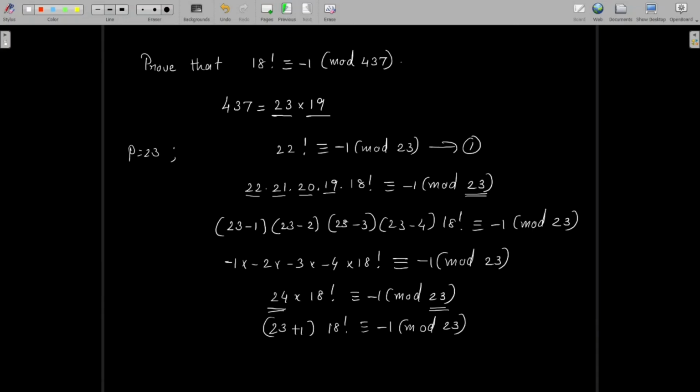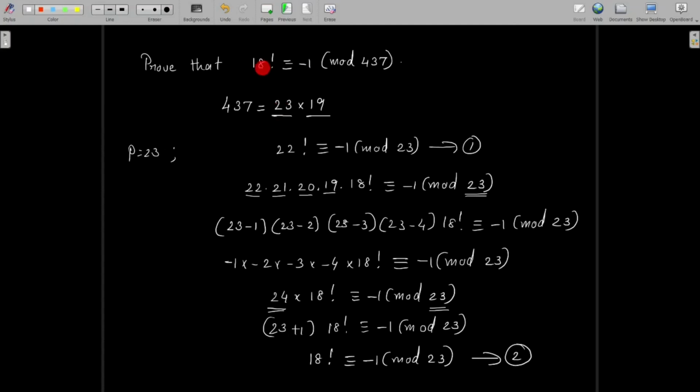So when we remove the bracket, one term is 23 into 18 factorial, it involves 23, so there is no need to write it in the congruence. Another term is 1 into 18 factorial, that is 18 factorial, which is congruent to minus 1 mod 23. Hence we proved that 18 factorial is congruent to minus 1 mod 23.